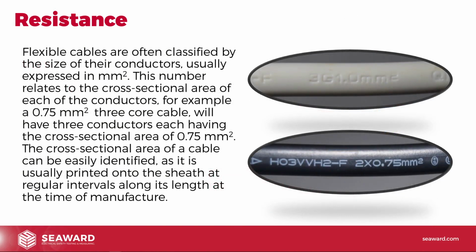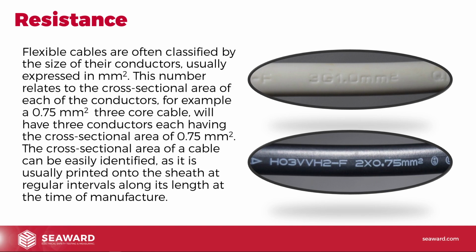So flexible cables are often classified by the size of their conductors, usually expressed in the cross-sectional area in millimeters squared. This number relates to the cross-sectional area of each of the conductors. For example, a 0.75 millimeter squared 3-core cable will have 3 conductors, each having a cross-sectional area of 0.75 millimeters squared. So it's not the combined area of all 3, it's each core will be a 0.75 millimeter squared cable. And generally with flexible cables, they will all be the same size.